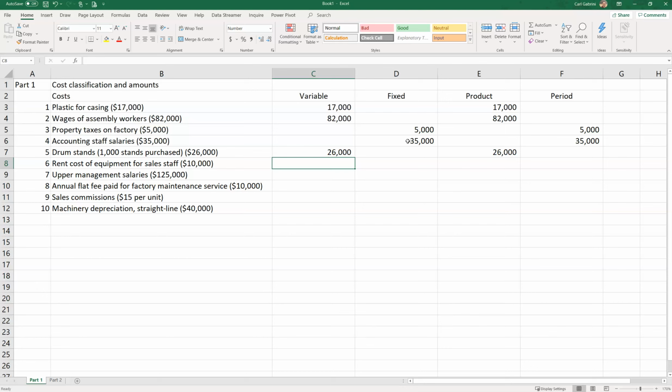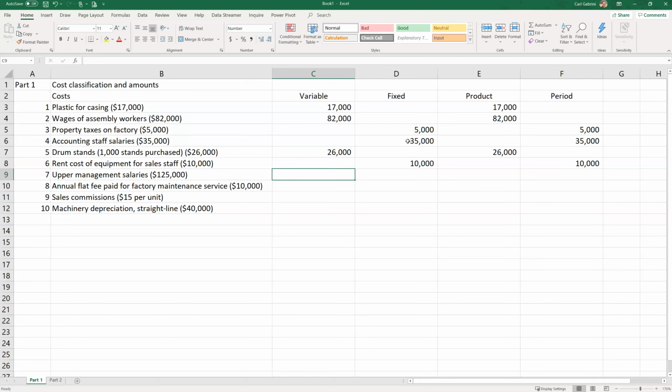Now, the rent cost of equipment for sales staff, think about it again. Similar to the property taxes and the accounting staff salaries, this cost isn't going to vary with the production or sales. And so therefore, it's going to be a fixed cost. So that $10,000 will be listed as fixed. And is it a product cost or a period cost? Well, rental of the equipment isn't going to have anything to do with the product itself. This isn't a cost that's going to directly impact the product, and so therefore it's a period cost. It's incurred over time.